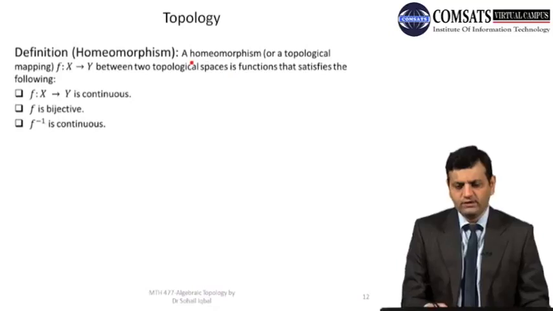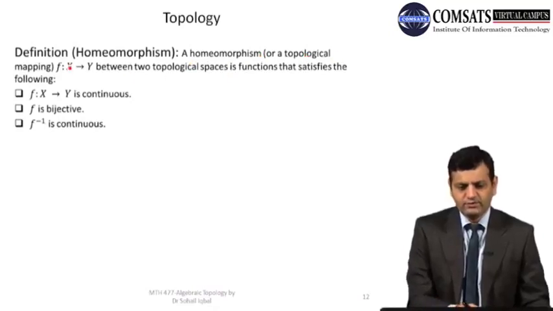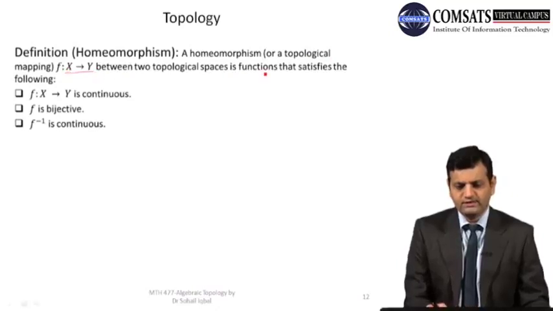So what is a homeomorphism? A homeomorphism, or a topological mapping, between two topological spaces is a function which satisfies the following conditions. f has to be continuous, f has to be bijective, and f inverse has to be continuous. We can find many examples of homeomorphism.